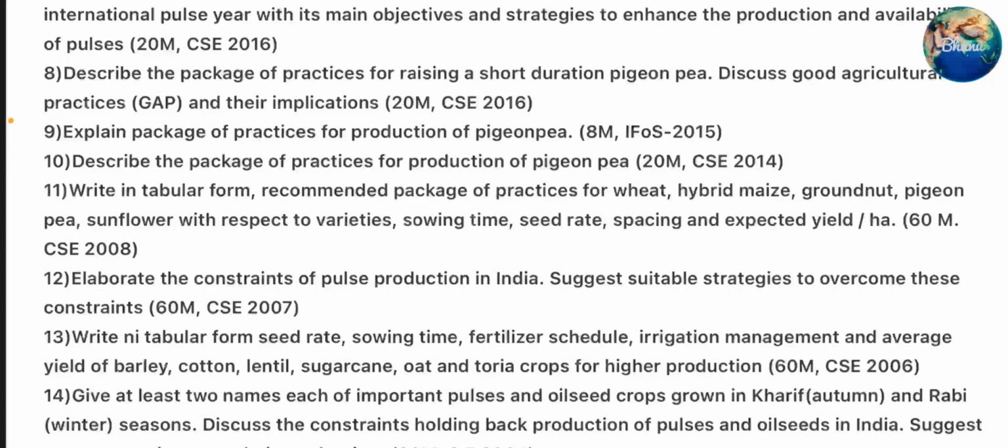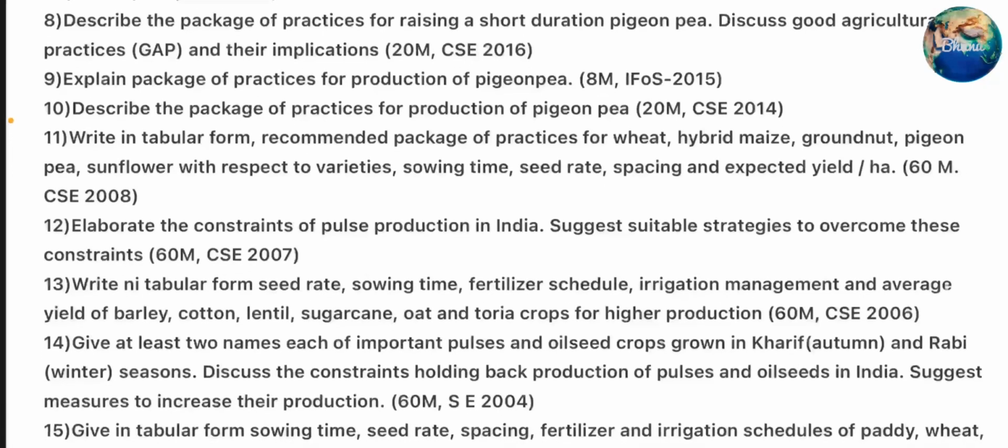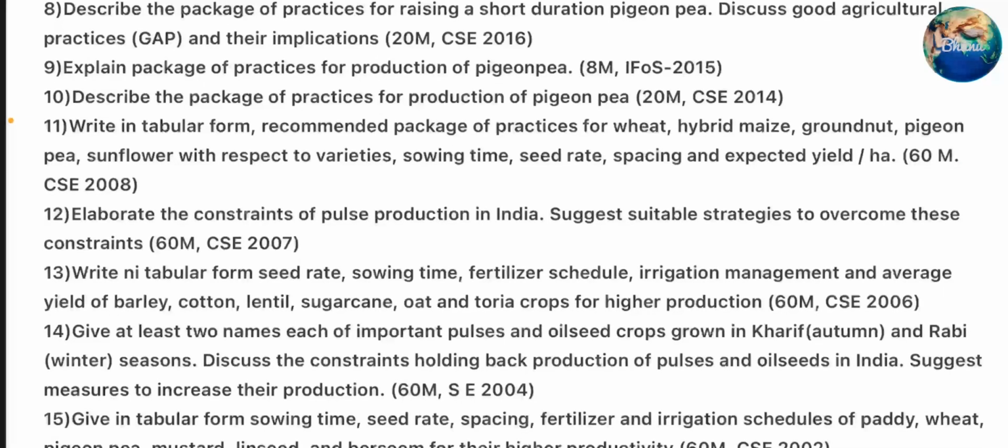Question 14. Give at least 2 names each of important pulses and oilseed crops grown in Kharif and Rabi seasons. Discuss the constraints in the production of pulses and oilseeds in India. Suggest measures to increase their production.